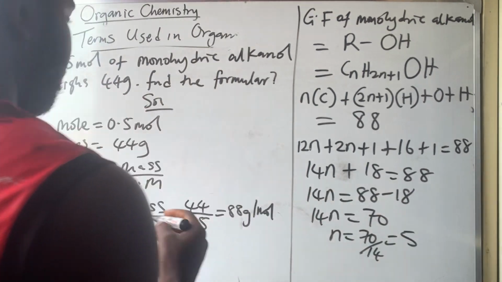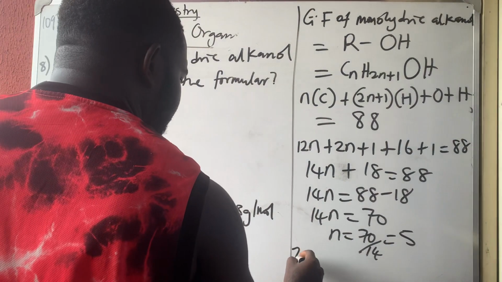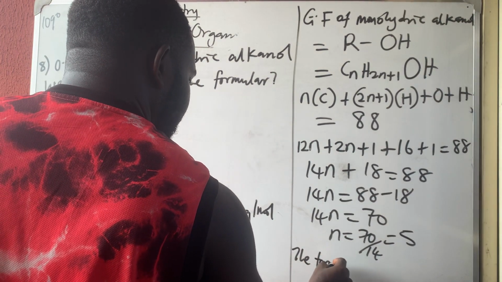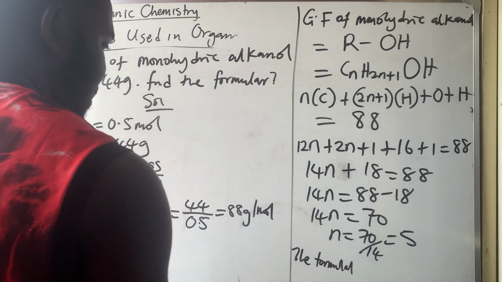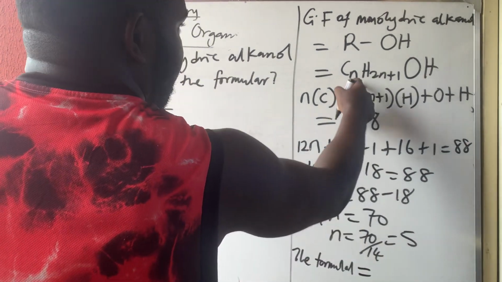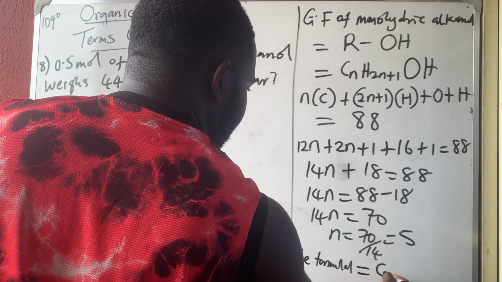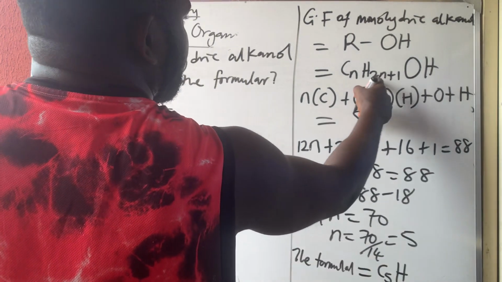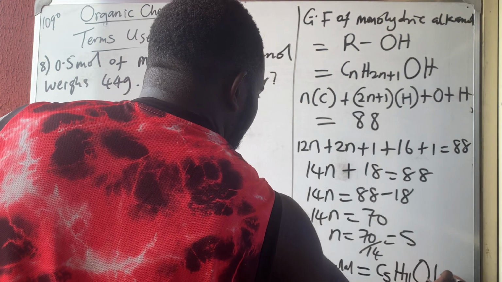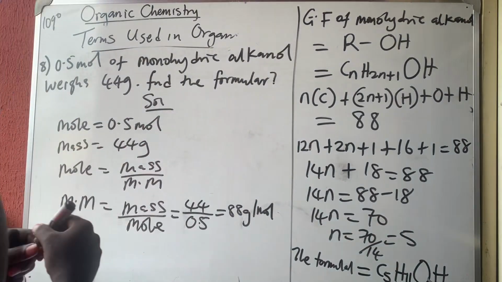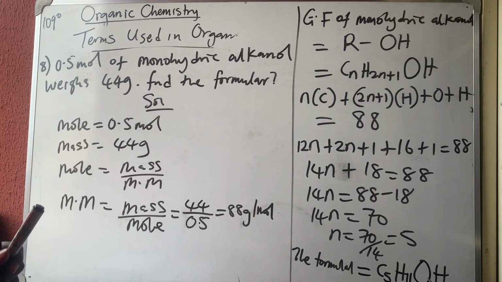Which is equal to 5. So if n is equal to 5, then the formula, n is the only thing we are looking for. So the formula becomes C5H, 2 times 5, 10 plus 1, 11. H11. Then put your OH. So that is that. So I think I'm going to stop here.